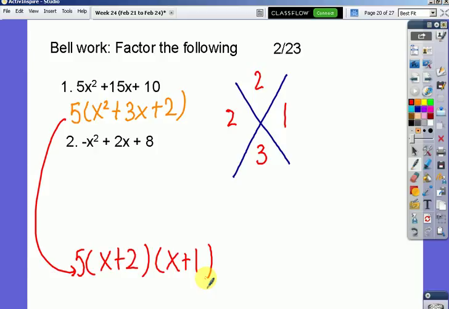All right. What do we have to remember about number 2? There's a negative as a leading coefficient. Anytime there's a negative as a leading coefficient, I always want to factor out that negative and change the sign. Factor out the negative, and then just put the opposite sign.